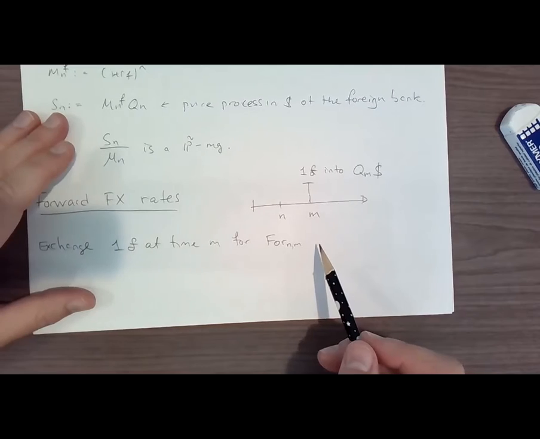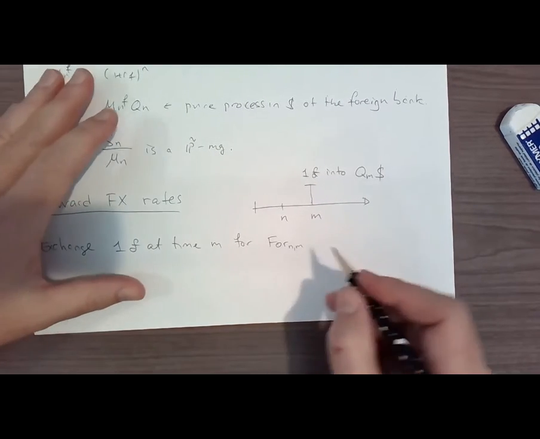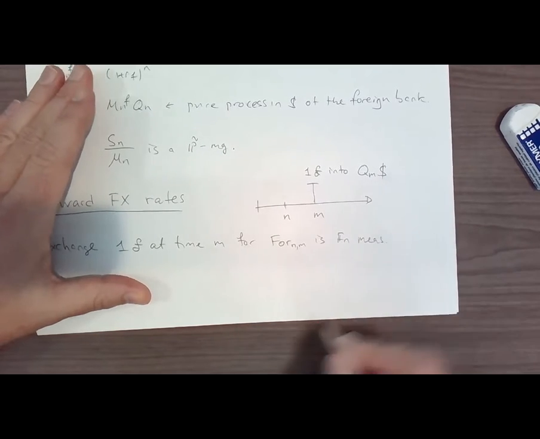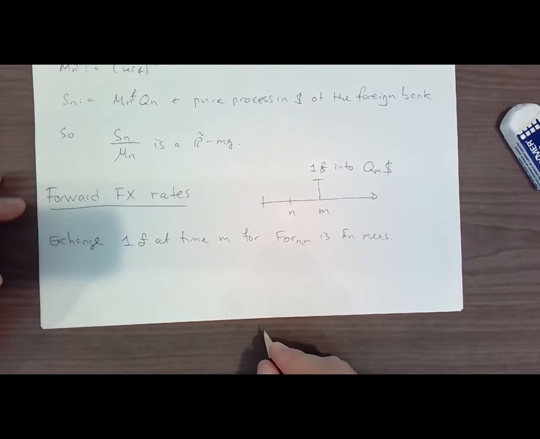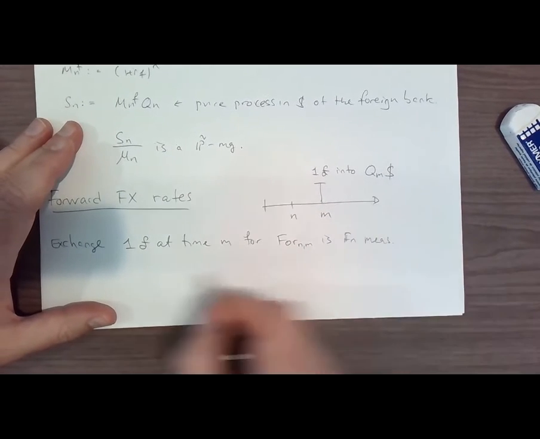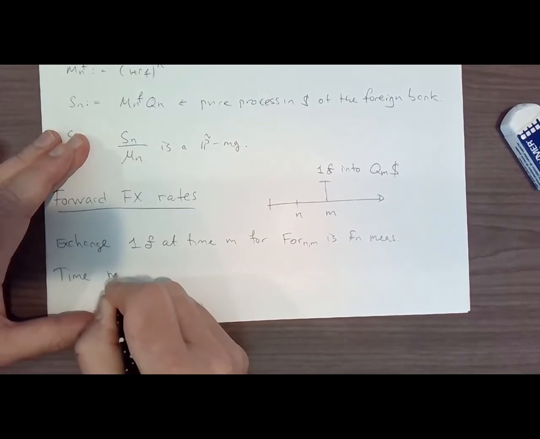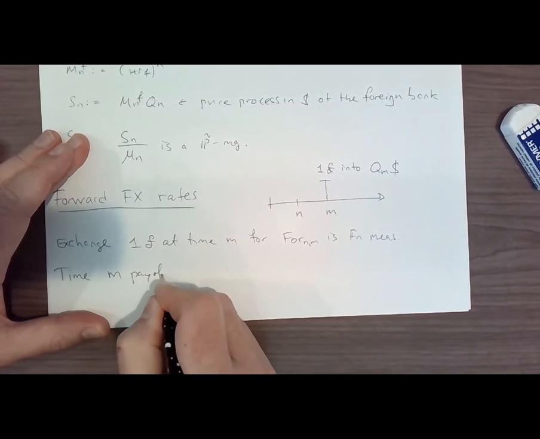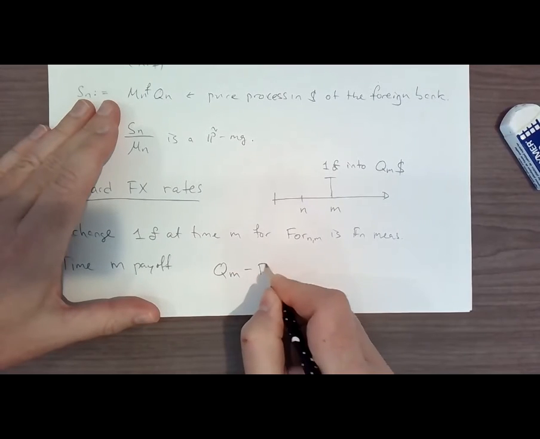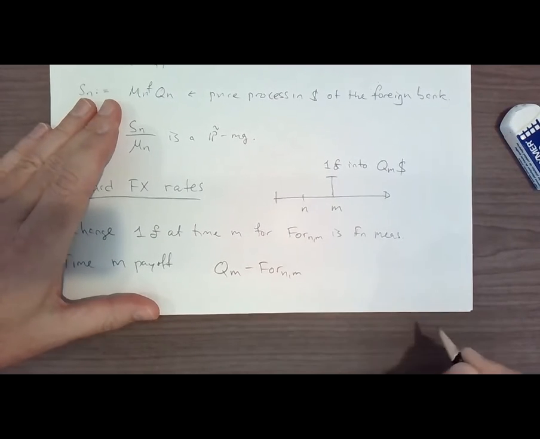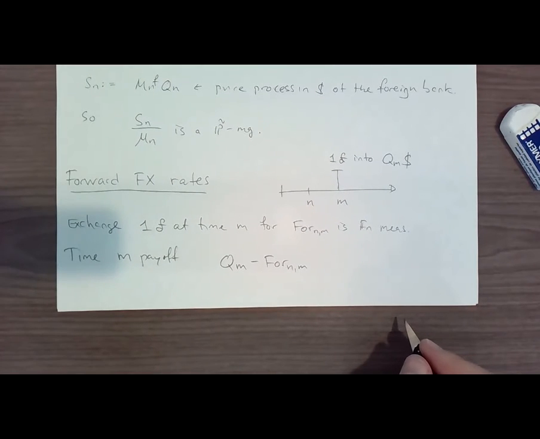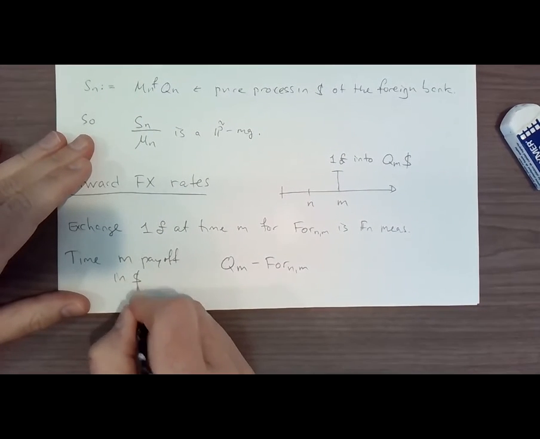Okay, so now we're going to do a different deal. What happens if you sit earlier? But this thing here is going to be F_n, where n is smaller than m. This is going to be F_n measurable. So what's the payoff? The payoff at time m is going to be Q_m minus this constant. This is going to be payoff in dollars.